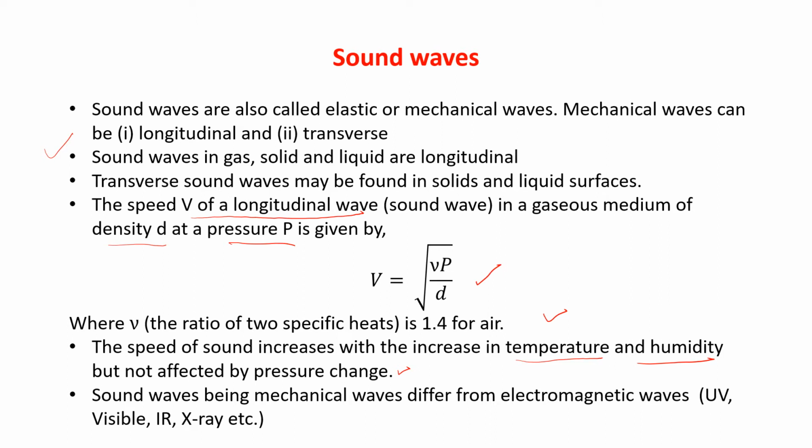The sound waves, being mechanical waves, differ from electromagnetic waves. Electromagnetic waves means UV light, visible light, infrared, X-rays. All these things are known as electromagnetic waves. Now, the sound waves are different from electromagnetic waves.